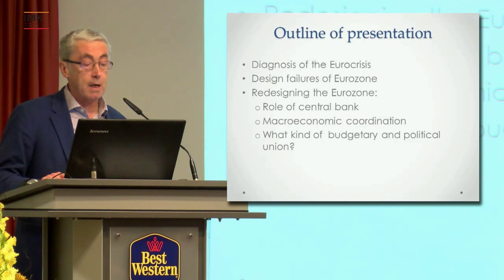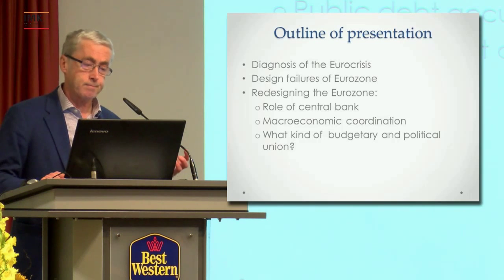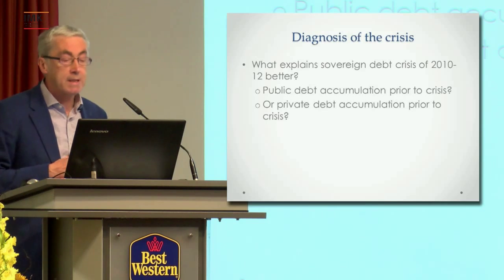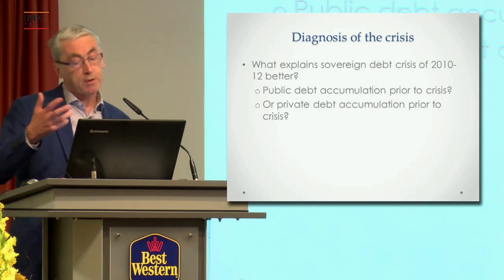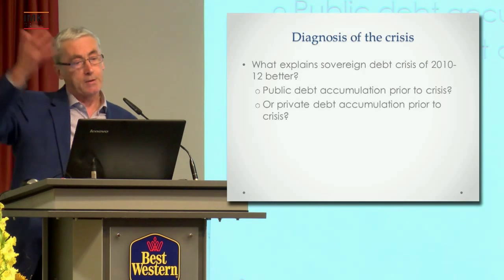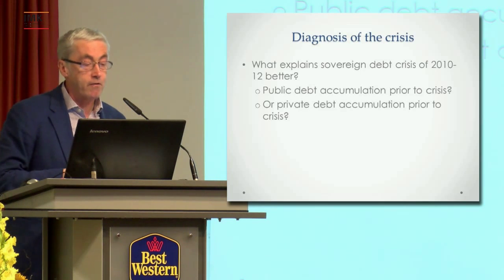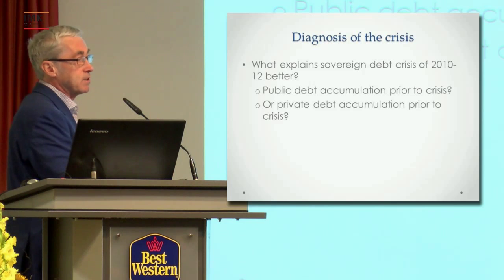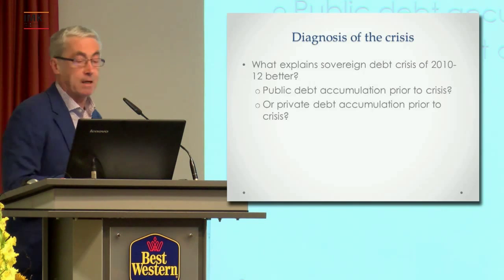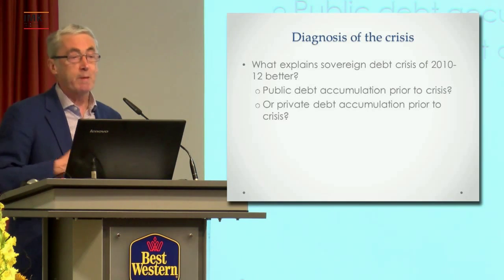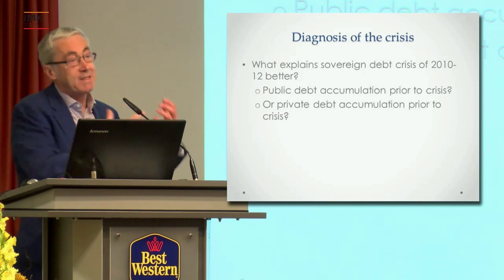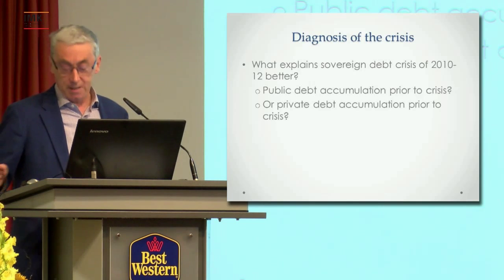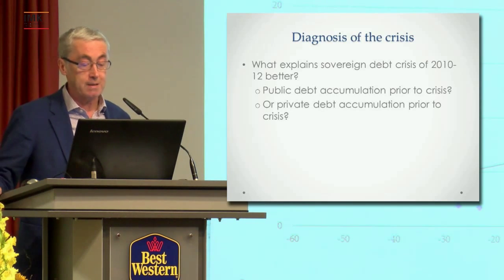Let me start with the diagnosis of the Euro crisis. If I were to ask you what explains the sovereign debt crisis that erupted in 2010 and culminated in 2012, better, public debt accumulation prior to the crisis or private debt accumulation? Most people would say it's probably public debt accumulation, since we ended up in a sovereign debt crisis. But that's not what you find in the data.